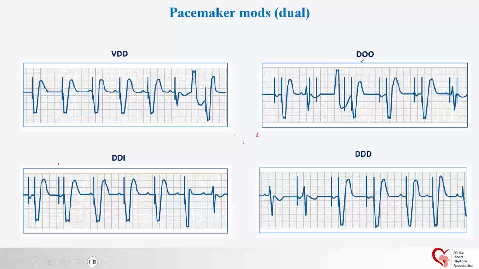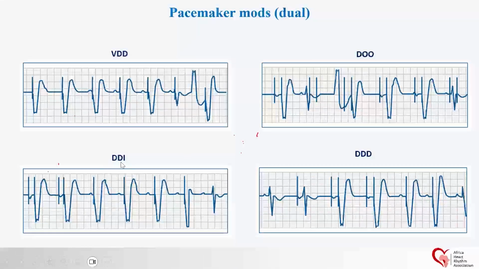DOO mode means the pacemaker will just pace. Just pacing is asynchronous mode. That means it just paces in the atrium and the ventricle, even if we have an intrinsic event in the ventricle and in the atrium.